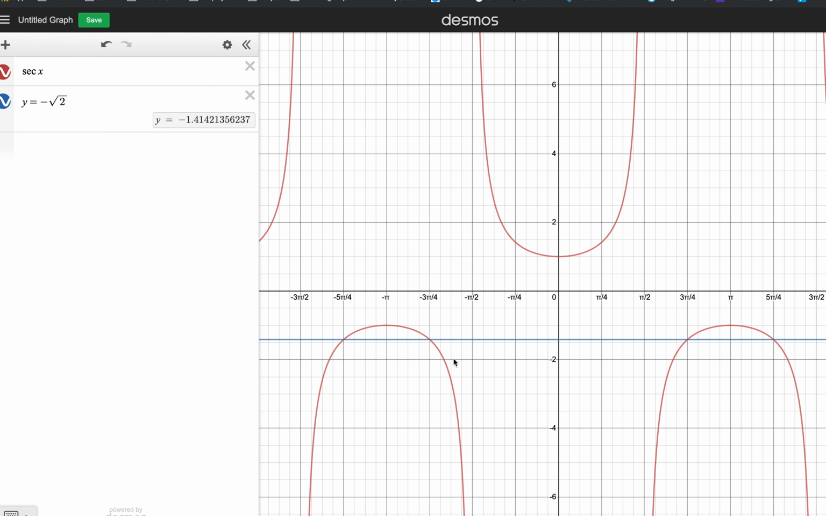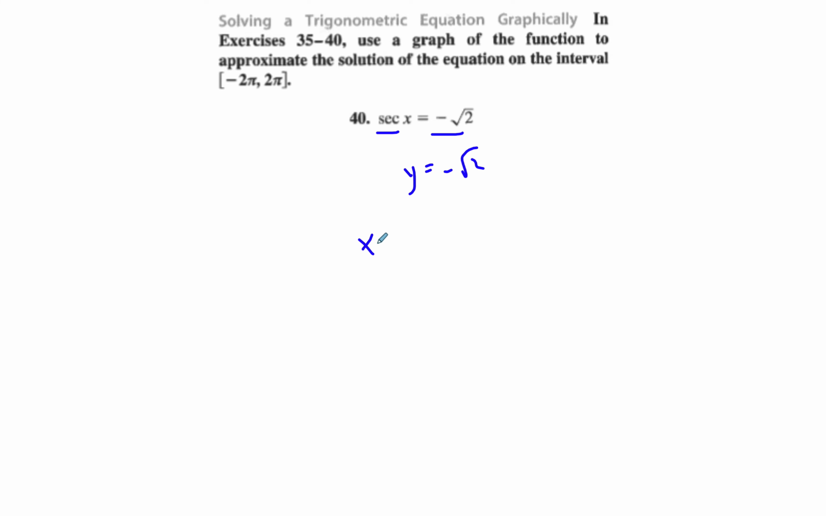So there's some weird symmetry such that all 4 of these are solutions. So when we're asked, the solution would be x equals negative 5 pi over 4, negative 3 pi over 4, 3 pi over 4, and 5 pi over 4. So as a matter of fact, between negative 2 pi and 2 pi, there are 4 distinct solutions.